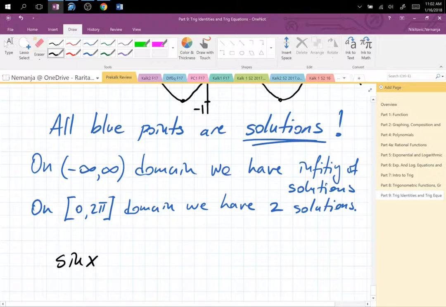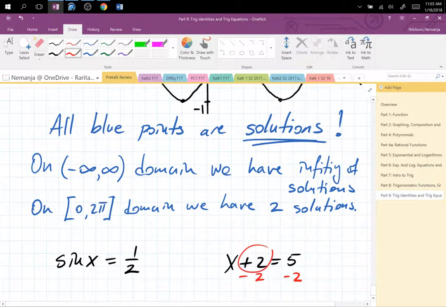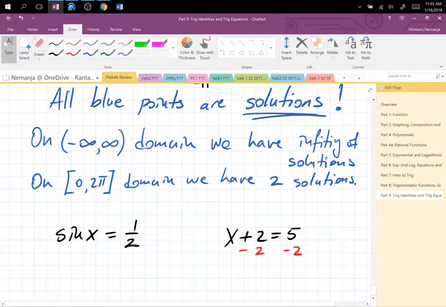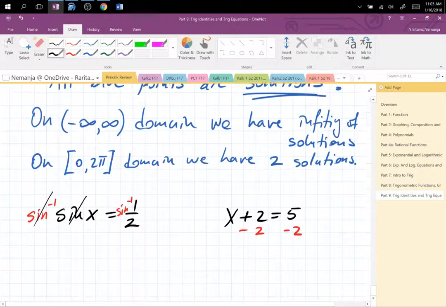So we have sine x is equal to 1/2. Now remember what you did earlier, x plus 2 equals 5. You subtracted 2 because that is the opposite. It is removing the stuff that is hindering you from having x alone. Now what's happening here? Well, you have sine in front of x, and you need to get rid of it. The way to get rid of the sine is to hit it with the inverse sine on both sides. And now these guys kill each other.